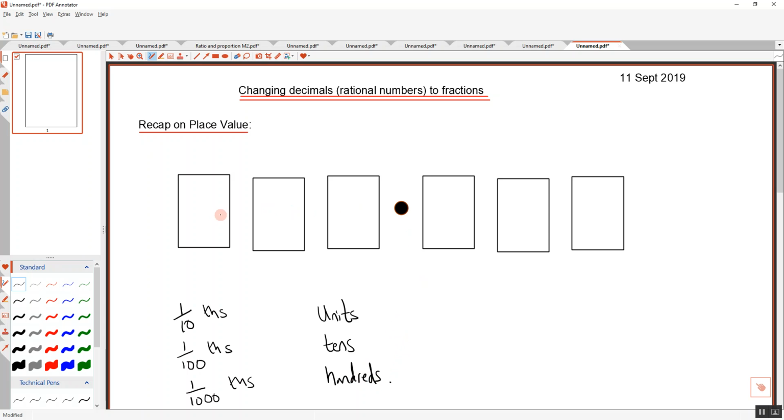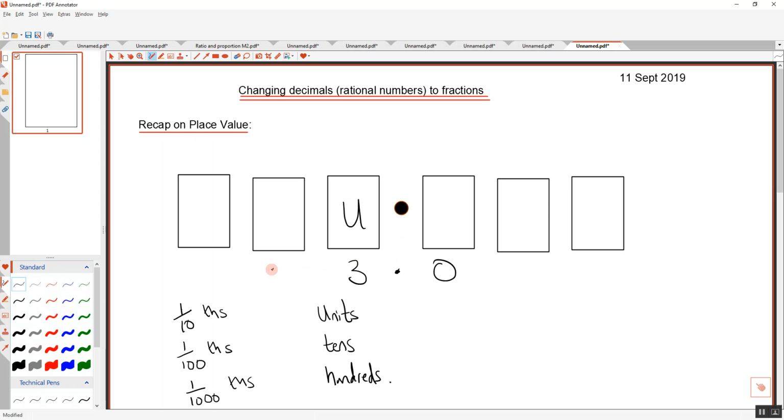Looking at this, this is our decimal point. We've got numbers to the left of the decimal point and numbers to the right. Which one of these does this column represent? If I write the number 3.0, what does this 3 represent? 3 units, right. So this represents the units column.